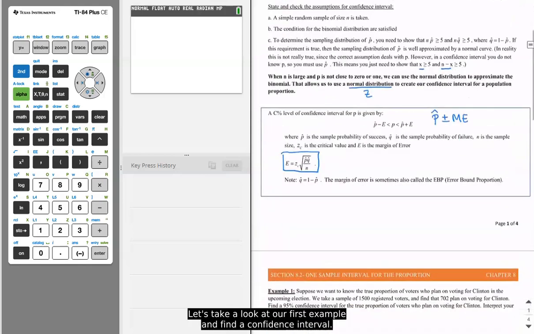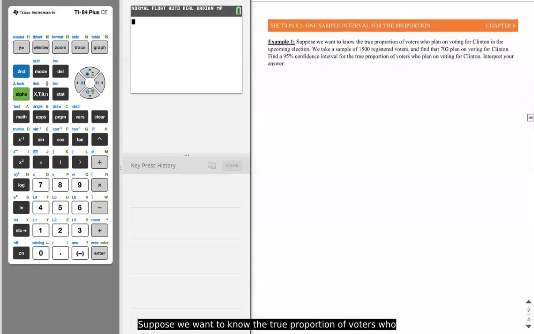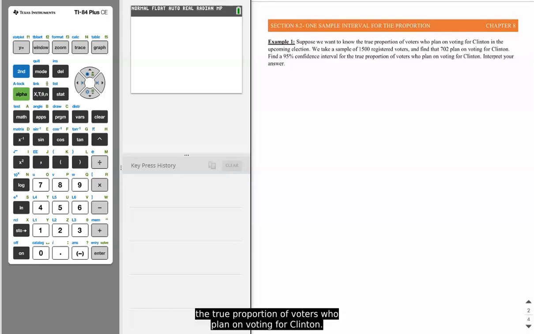So let's take a look at our first example and find a confidence interval. It says, suppose we want to know the true proportion of voters who plan on voting for Clinton in the upcoming election. We take a sample of 1,500 registered voters and find that 702 plan on voting for Clinton. Find a 95% confidence interval for the true proportion of voters who plan on voting for Clinton. Interpret your answer. All right, so sample size is 1,500.